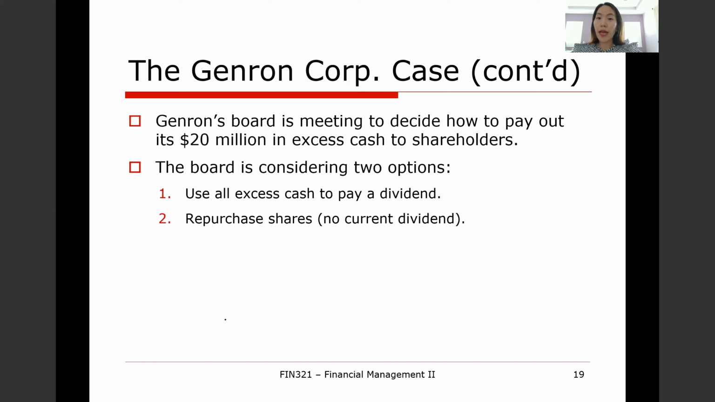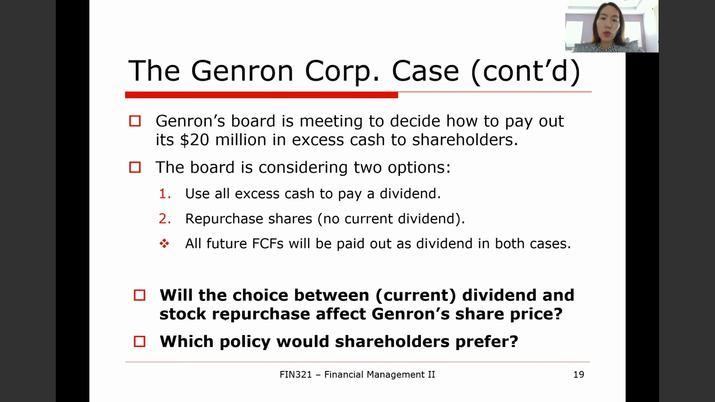One possibility is to pay it out through a cash dividend. The second possibility is to use that $20 million excess cash to do stock repurchases. Once again, recall that all future free cash flows will be paid out as dividends in both cases. So no matter what you decide to do this year, future payout policies are set and known. You are going to pay all the future free cash flows as dividends. So once again, we are singling out just this one year's payout policy.